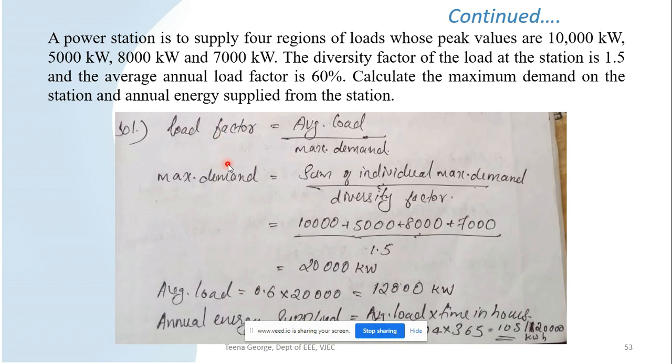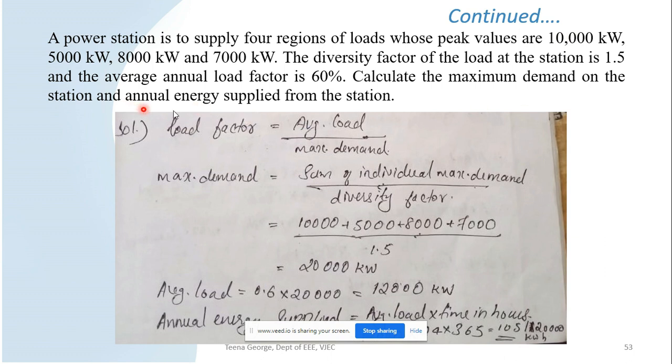For finding the maximum demand, we have been given the diversity factor, which is 1.5. Diversity factor is the sum of individual maximum demands divided by the maximum demand. So 10,000 plus 5,000 plus 8,000 plus 7,000 divided by 1.5 gives the maximum demand, that is 20,000 kilowatt.